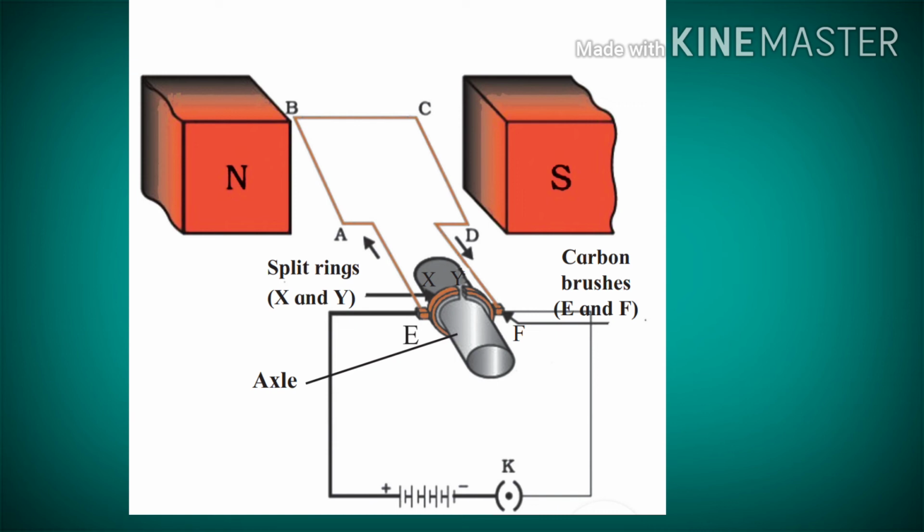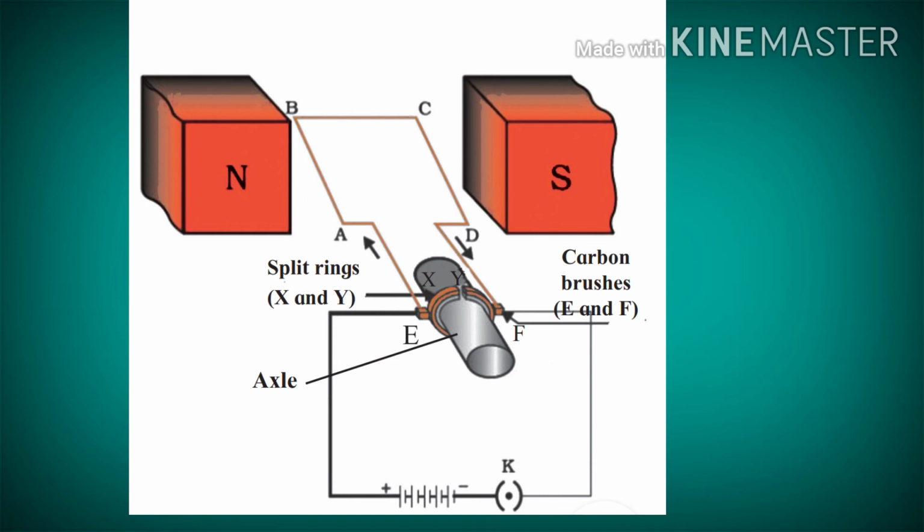So loop DC will experience which force now? Downward force. And loop BA will experience upward force. And that happens continuously. And hence the loop continuously rotates in anti-clockwise direction, opposite of the clock direction. Here, point to remember, students: after every half a rotation, the current in the loop is reversed and the loop and axle continue to rotate in anti-clockwise direction.